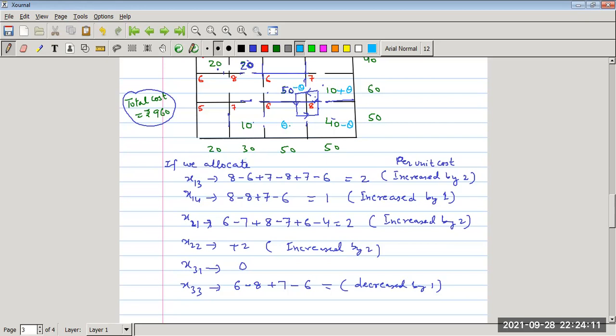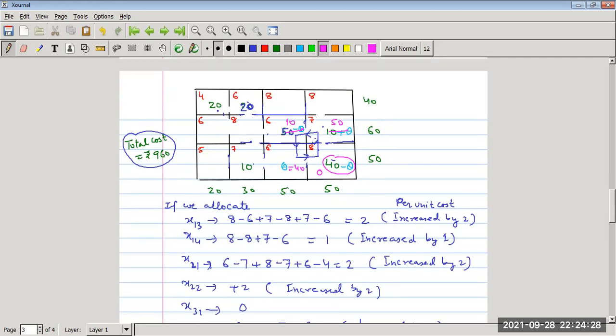अगर theta हम 40 ले लें, if we take theta equal to 40, so 40 minus 40, this becomes 0. 10 plus 40, it becomes 50. 50 minus 40, it becomes 10. So now we can check, does it satisfy the supply and demand constraint? Yes. 20 plus 20, 40, yes. 10 plus 50, 60, yes. 10 plus 40, 50, yes. It satisfies the supply. Now demand: 20, 30, 40 plus 10, 50, 50, 50, yes. So it satisfies the supply and demand constraint.